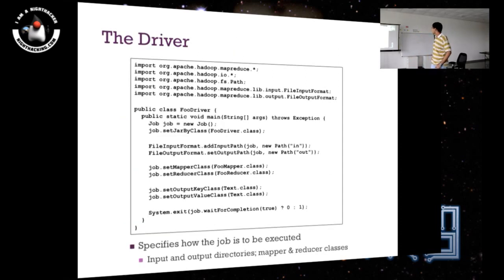I don't know if this is too small for you guys to see, but in this example, what we are saying here is my mapper. I have a jar. Mapper is called foo mapper. My reducer is called foo reducer, and then this is what I am going to output. And then when Hadoop processes it and runs this, it runs the code.